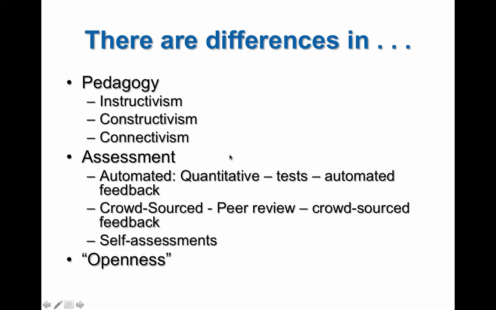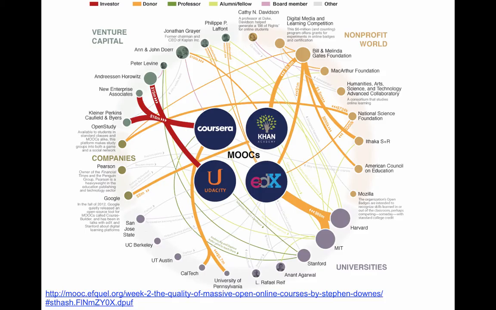There are differences in assessment. They can be automated, such as tests with automated feedback. They can be crowdsourced feedback with peer review. And then also you have self-assessments. And then finally, there's a difference in openness. Are they free and available to everyone, or are there certain MOOCs that are only available to a certain population, which doesn't necessarily make them a MOOC anymore because they're not open.